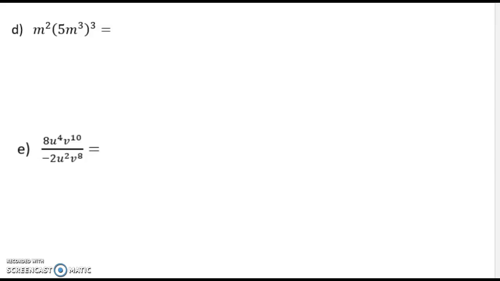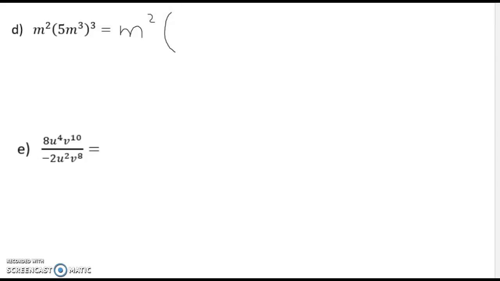Okay, moving on to D. We have m squared times 5m cubed to the exponent 3. So this means that this 3 goes to both of these, okay? So I'm going to keep the m out in front and do one step at a time, okay?